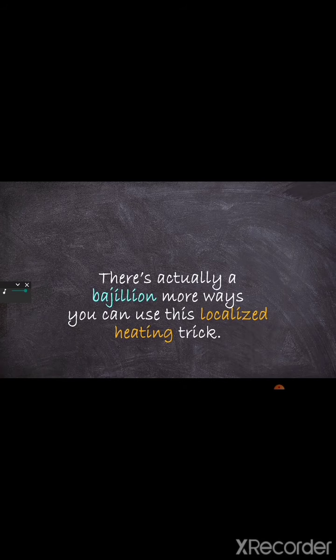But okay, enough about this localized heating effect. I actually only scratched the surface on it, but I ain't got all day. So let's shift and look at another set of applications that are based on different physics.